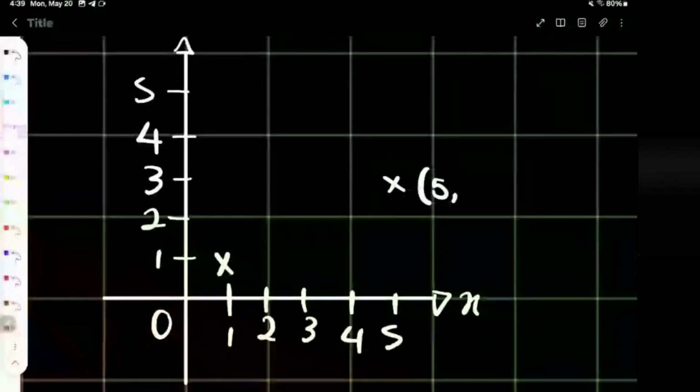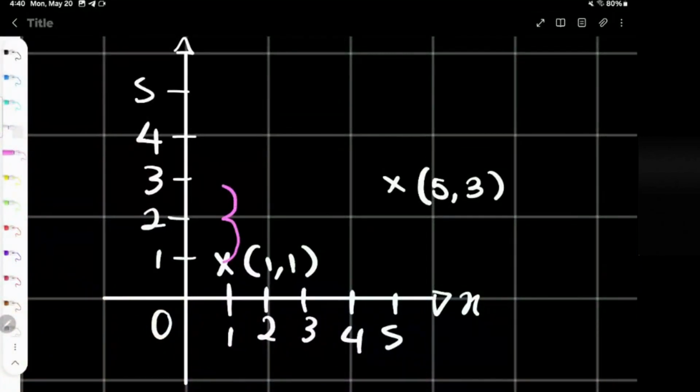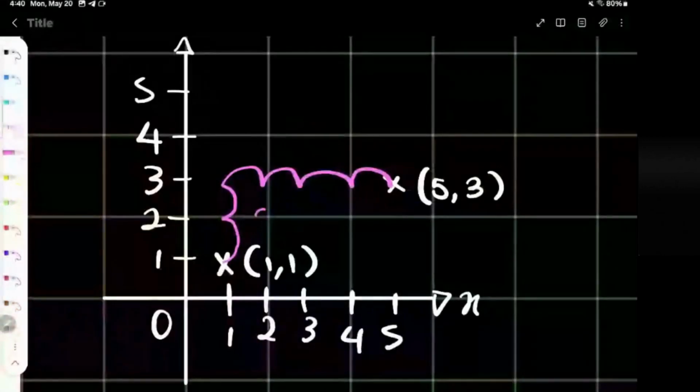So this coordinate here is 5, 3, right? 5, 3. This coordinate here is 1, 1. So to calculate the distance, you can do the manual method, which is actually just calculating how many you move in y and also x. For example, you move 1, 2, 1, up, 1, 2, 3, 4. You move 4. So it will be 4x, right? It will be 4x and it will be 2y.